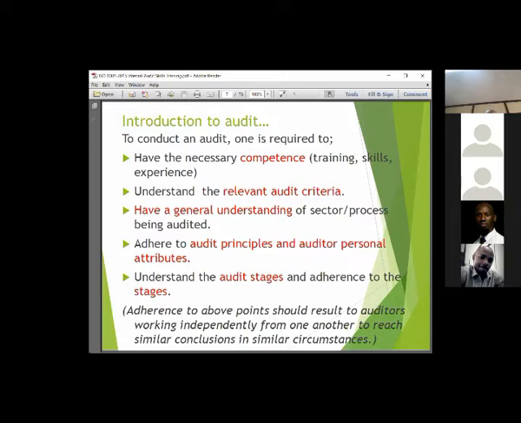You need to understand the relevant audit criteria. So for you to become a good auditor, you need first to understand the audit criteria that you're going to use. For us, the audit criteria will be mostly ISO 9001. So if you don't understand it, you cannot be able to do an audit. Because how can you compare the two when you are not understanding even the audit criteria? You can have even the evidence, but you don't know what the audit criteria says.